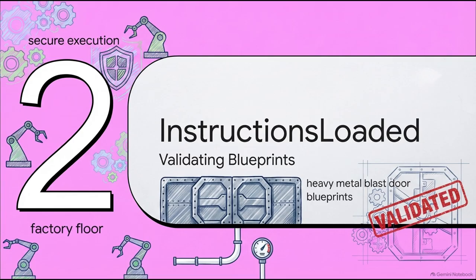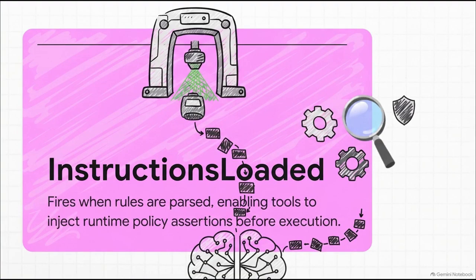Section 2, Checkpoint 1, Instructions Loaded, Validating Blueprints. We have officially arrived at the first heavy metal blast door on our factory floor. Think of this instructions-loaded hook as an automated mechanical scanner positioned right at the factory entrance. It fires the absolute moment configuration rules are parsed, literally before a single line of code is actually executed. It's a real game changer because it allows your enterprise compliance tools to inject runtime policy assertions directly into the agent's brain. It ensures the AI explicitly knows the house rules before it even thinks about picking up a hammer.